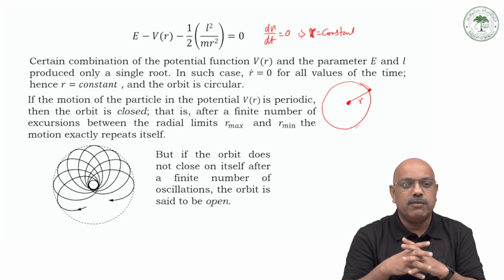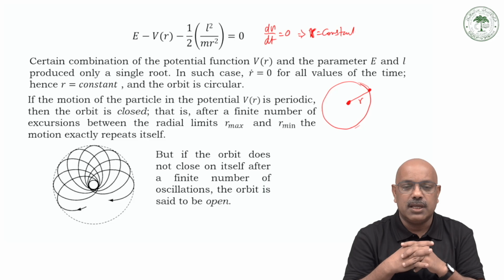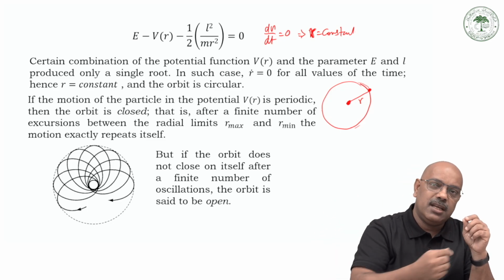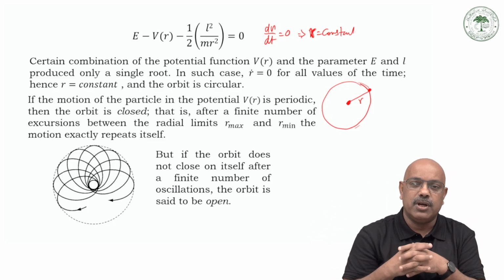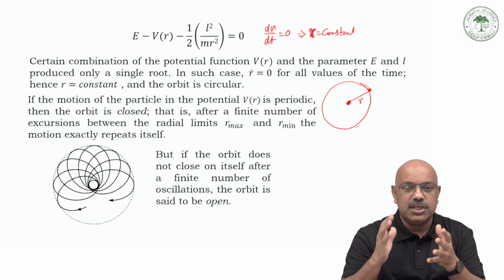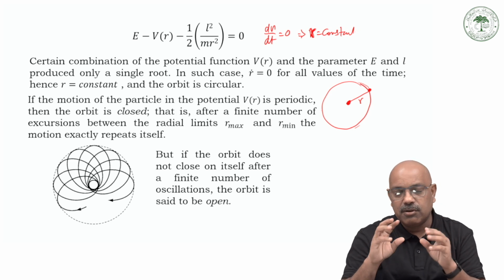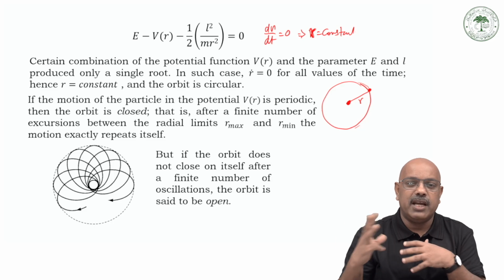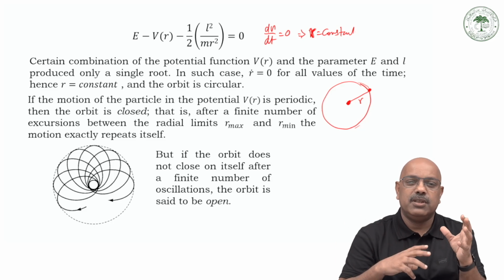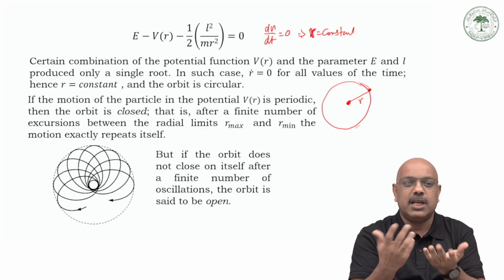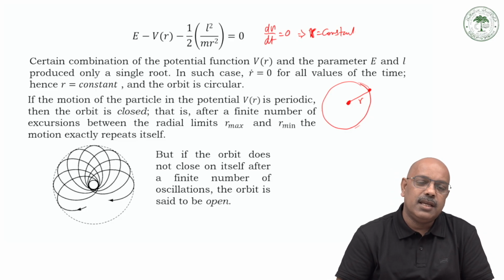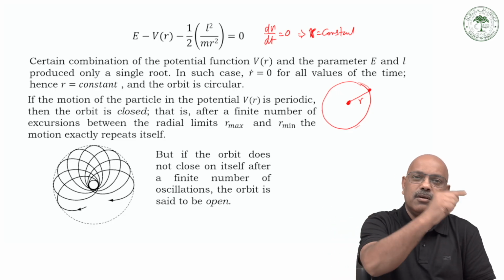Further, if the motion of the particle in the potential is periodic, then the orbit is going to be closed. Periodic means the particle is coming and going and then coming again to the same position. So if the motion of the particle in a particular potential is periodic, then the orbit is going to be closed. That is, after a finite number of excursions between the radial limits, maxima and minima, the motion exactly repeats itself.